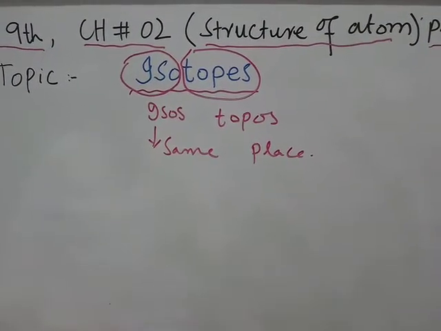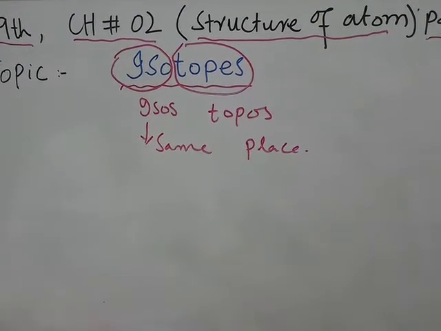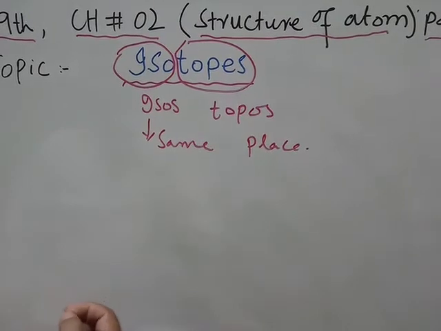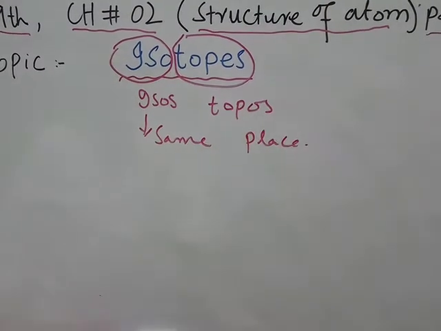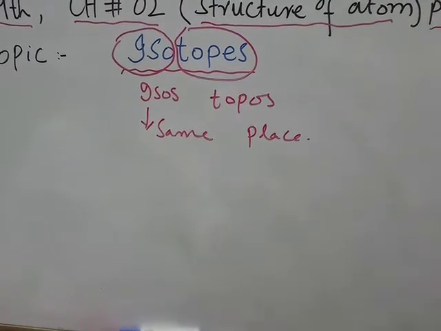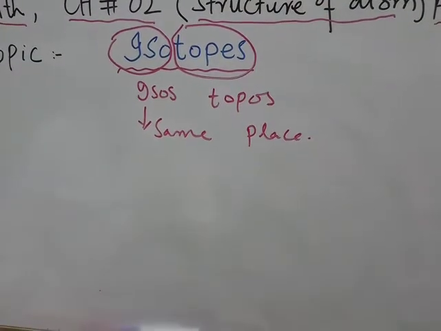For example, hydrogen has three isotopes. Hydrogen with atomic number 1, present at the top of the periodic table, represents all the three isotopes. So all the three isotopes occupy the same position in the periodic table.